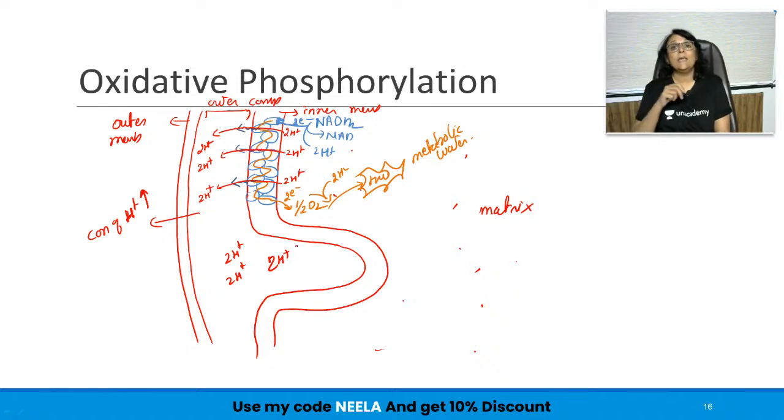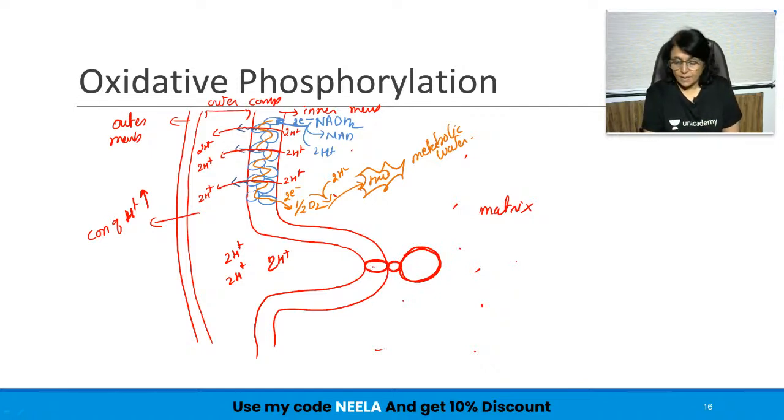These protons cannot go back on their own through the membrane. They can go back through a very special protein which is called the F0F1 particle. This is embedded in the membrane. This is called the F0 particle or base. The middle one is called the F5, F6 particle or stalk.